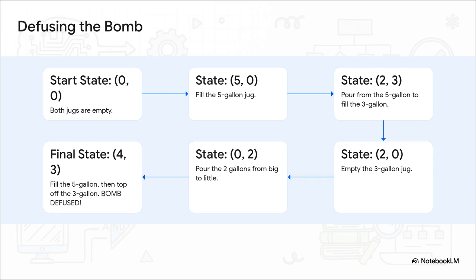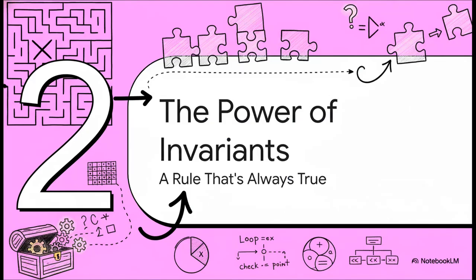And here's how you do it, all mapped out. We start with empty jugs. That's state 0. Then, through this clever sequence of filling, pouring, and emptying, we manage to trap exactly 2 gallons. From there, we fill the big jug again and use the little one to measure off exactly 1 more gallon, leaving us with our magic number, 4. And just like that, bomb defused. Okay, that was pretty cool, right?